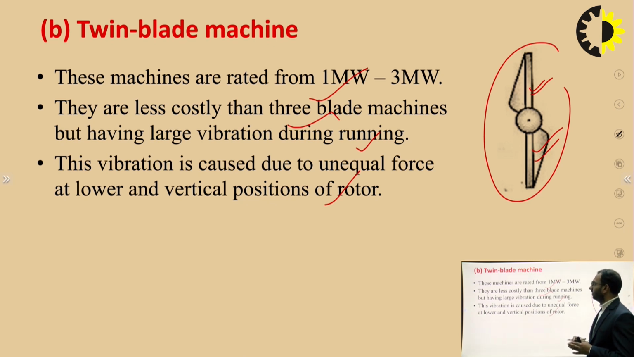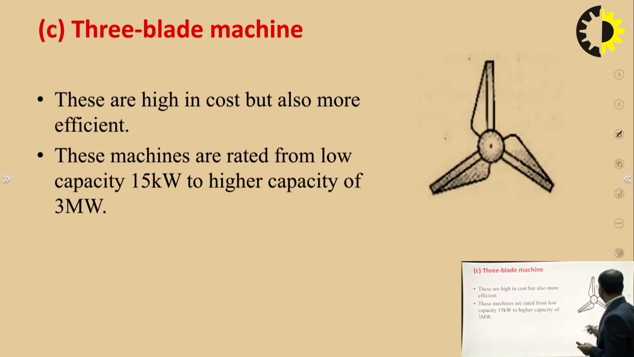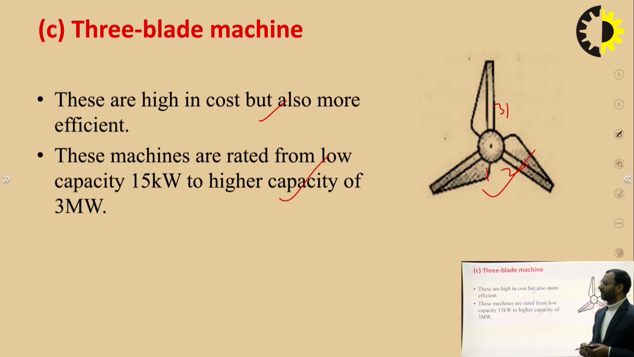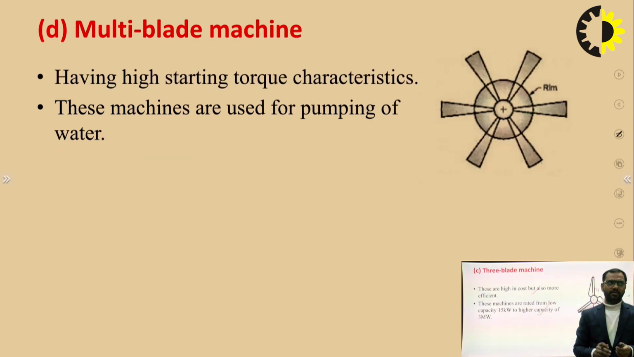So the twin blade machine is further replaced by the three blade machine. So this is the three blade machine. Here there are three blades, 1, 2, 3. That's why it is called a three blade machine, and these are high in cost but also more efficient, and these machines are rated from a low capacity of 15 kilowatt to a higher capacity of 3 megawatt.